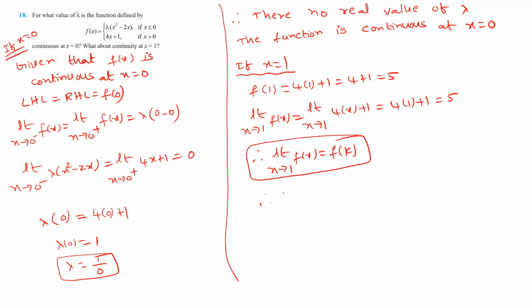Okay. Therefore, for any value of lambda, there is no relation with lambda here. So for any value of lambda, the function is continuous at x is equal to 1 here. Okay, any value you can take for lambda, the function is continuous only.